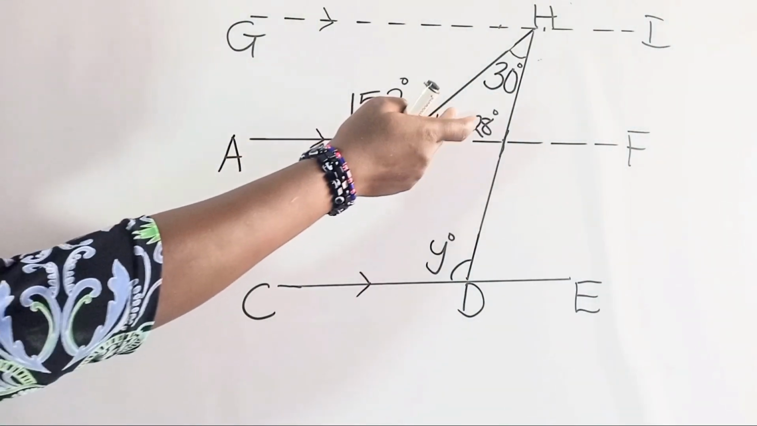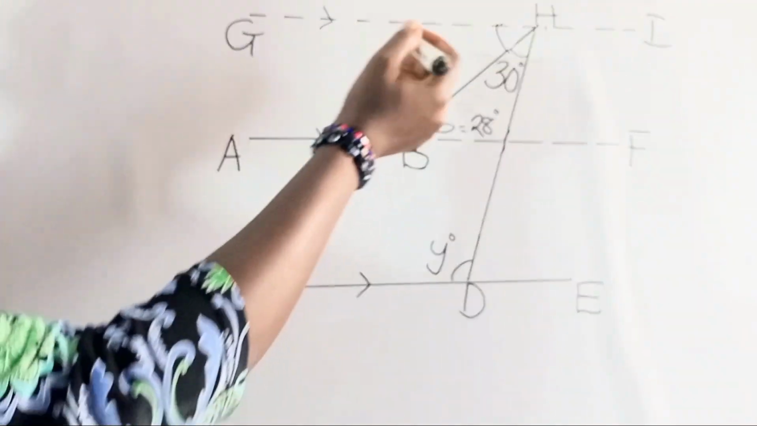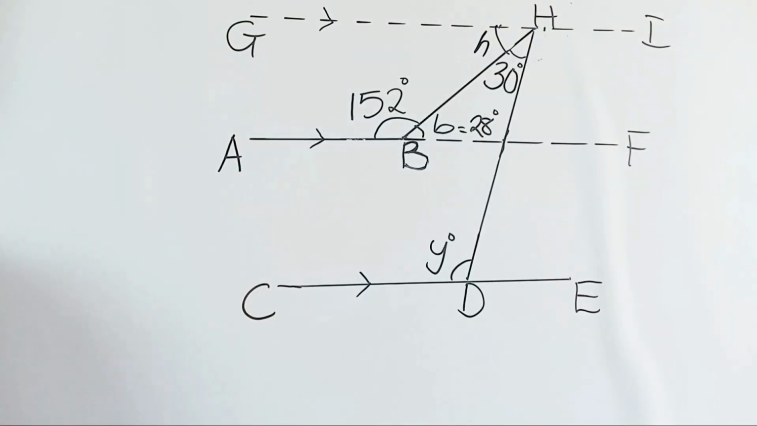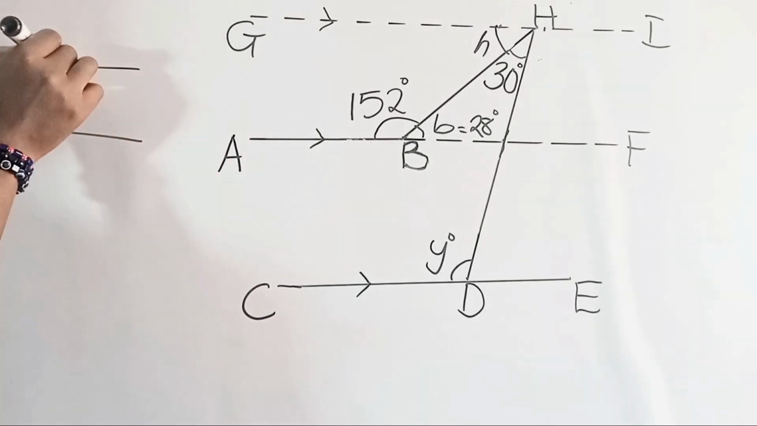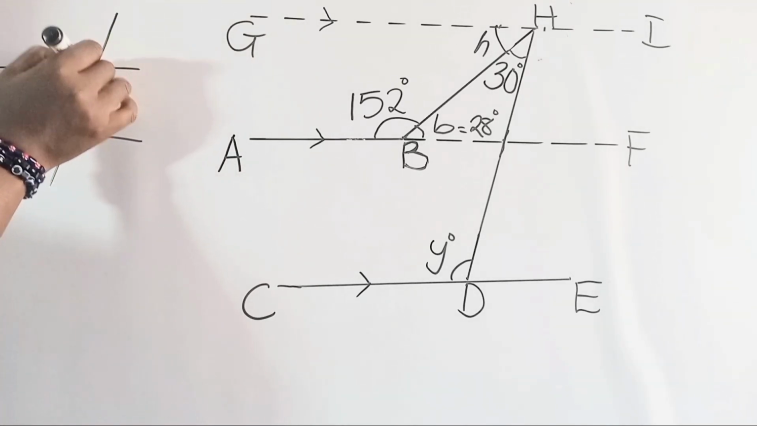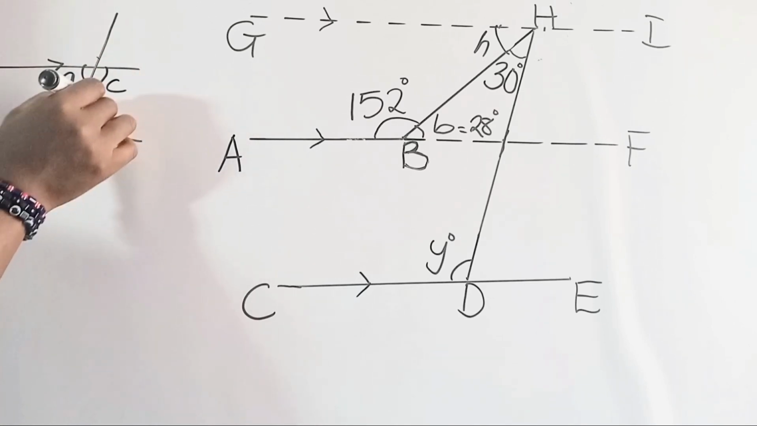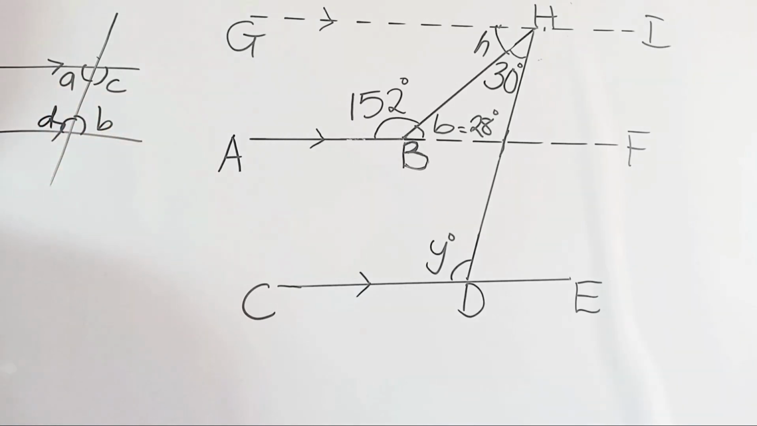Now that we have the value for this, the next angle I am going to solve for is this angle here. Let me call it angle H. Before I solve, I want to illustrate something for you to see. If you have two parallel lines and a transversal cuts across the parallel lines, angles are formed. Let me call this angle A, this angle C, this B, and this D.